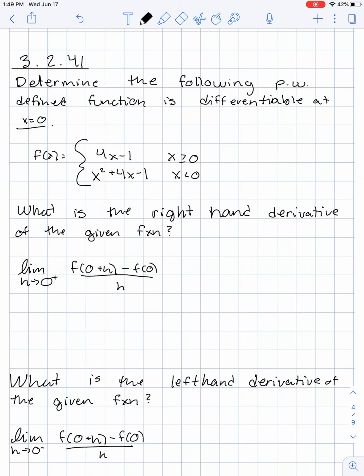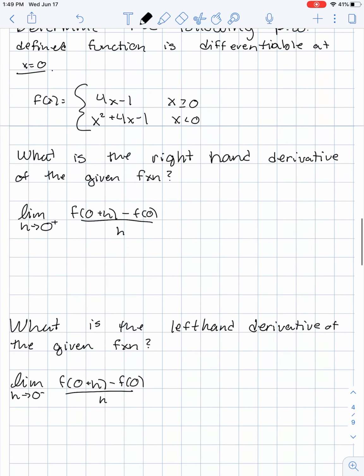For something to be differentiable, it means that the difference quotient as h goes to 0 exists. Well, a limit exists if the left-hand limit and the right-hand limit are equal. So if these two are equal, we've got a derivative at that point. If they don't, we either have a cusp or the derivative is also piecewise and doesn't even connect. So first you need to find the right-hand derivative.